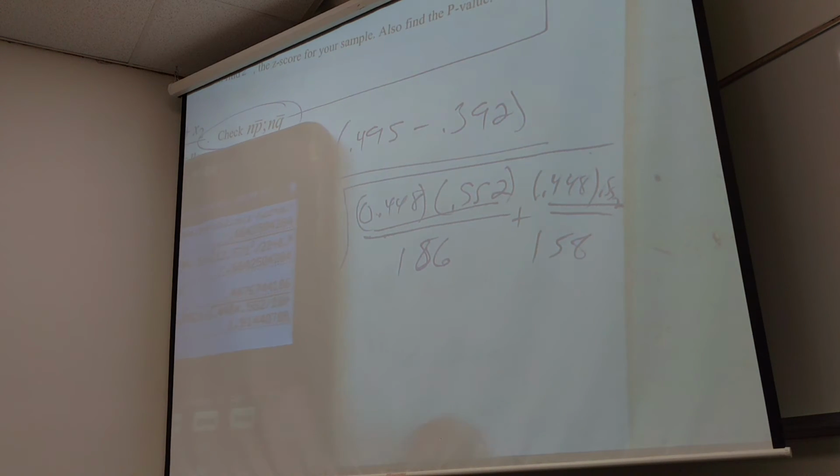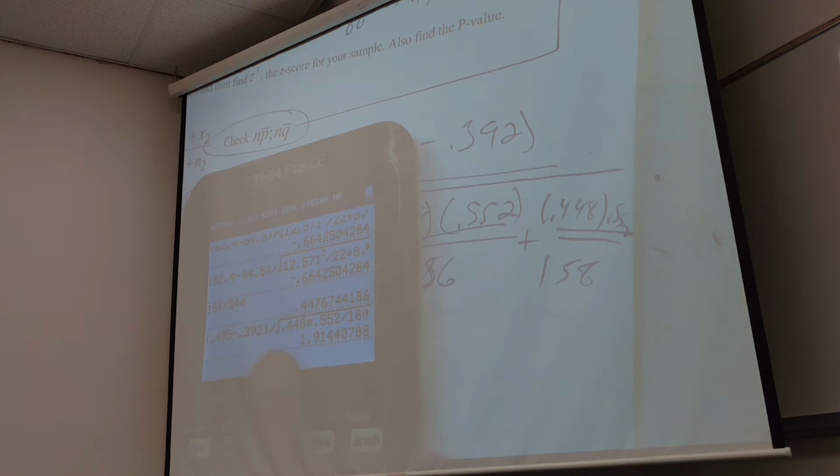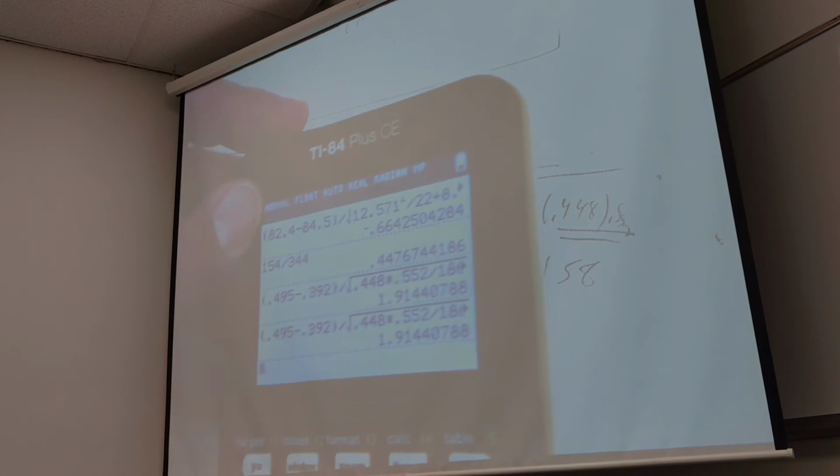So there's 0.495 minus 0.392 divided by 0.448 times 0.552 over N1 plus 0.448 times 0.552 divided by N2. And you get the 1.91. That's what I get. How'd you guys get 1.91? Now you speak up. All right.